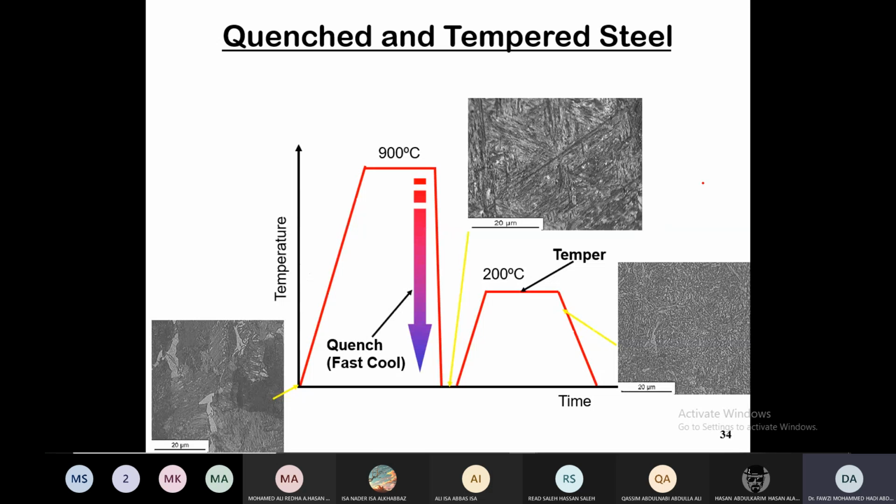Tell me. Doctor, can we make a process like the vice versa for this quenching, like going from the martensite to the austenite? Going from the martensite to the austenite, you can do, but it's not the opposite process, if you mean that.